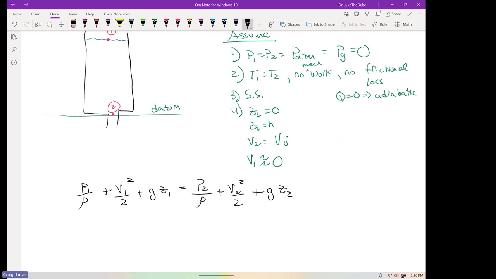That look familiar? Right? Didn't know you could do all this stuff with Bernoulli's and mass.